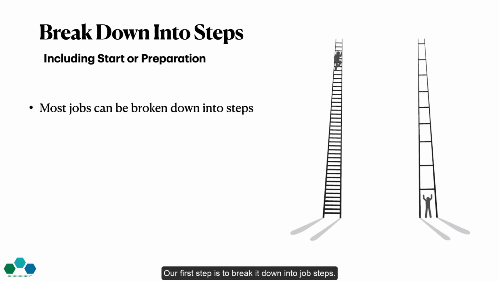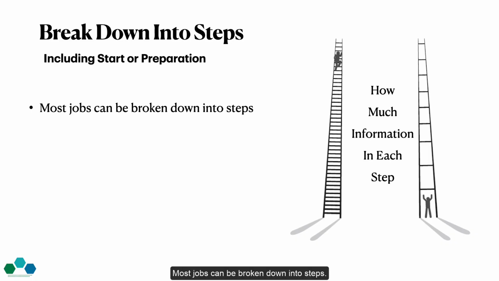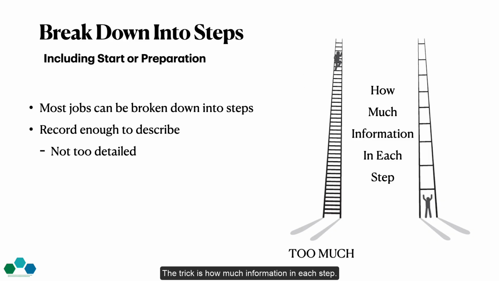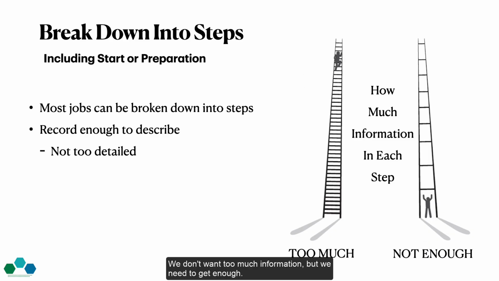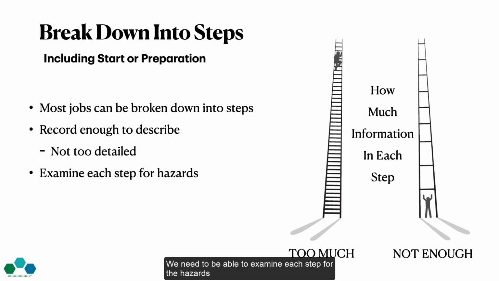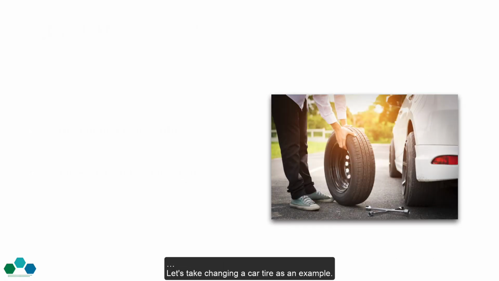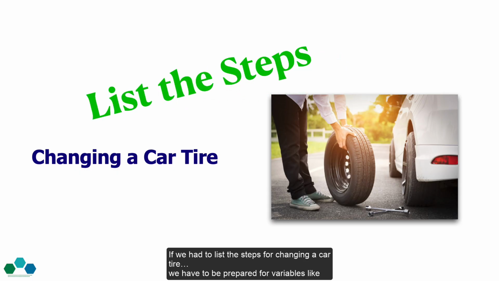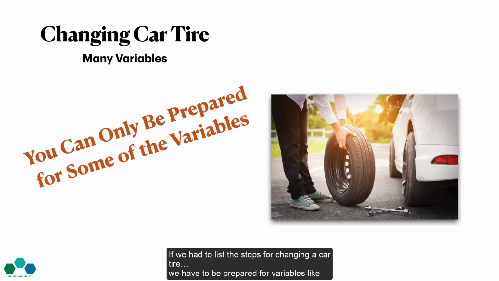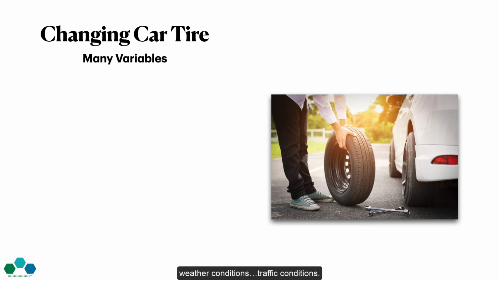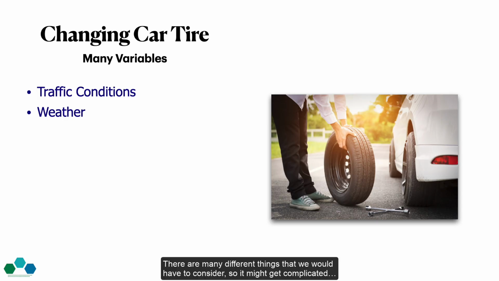Our first step is to break it down into job steps. Most jobs can be broken down into steps. The trick is how much information in each step. We don't want too much information, but we need to get enough. We need to be able to examine each step for the hazards. Let's take changing a car tire as an example. If we had to list the steps for changing a car tire, we have to be prepared for variables like weather conditions, traffic conditions. There are many different things that we would have to consider, so it might get complicated.